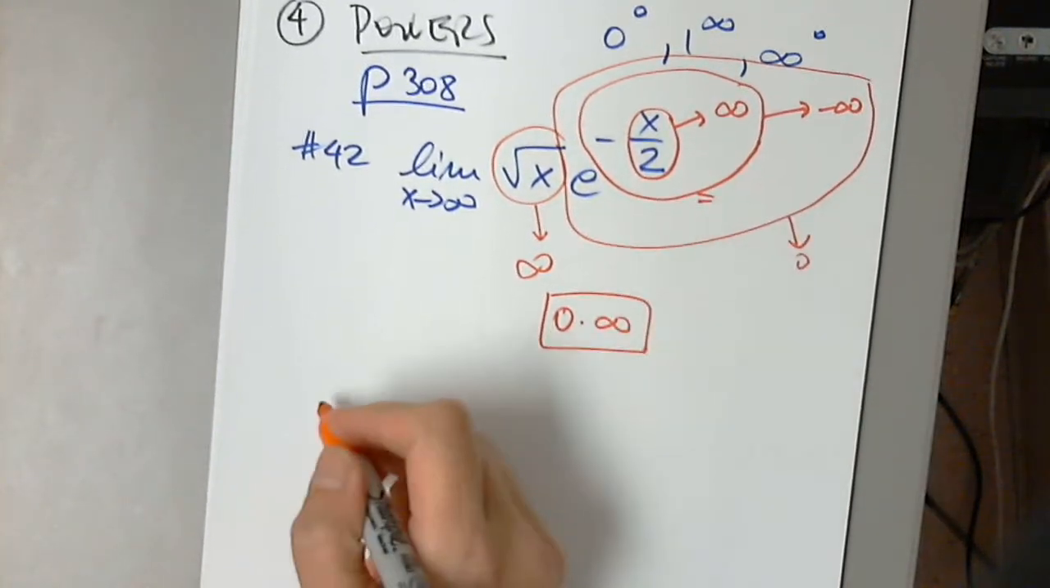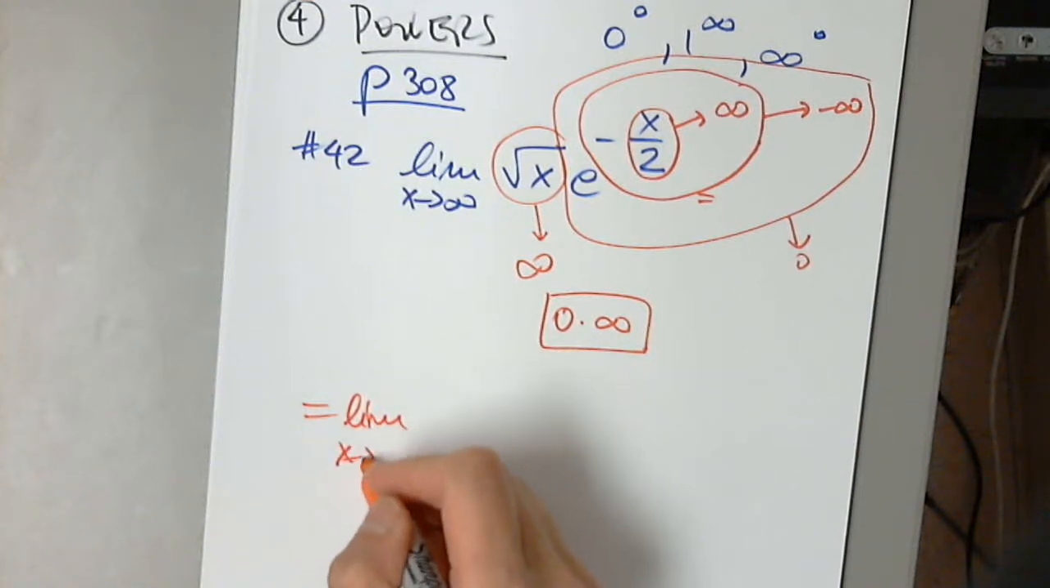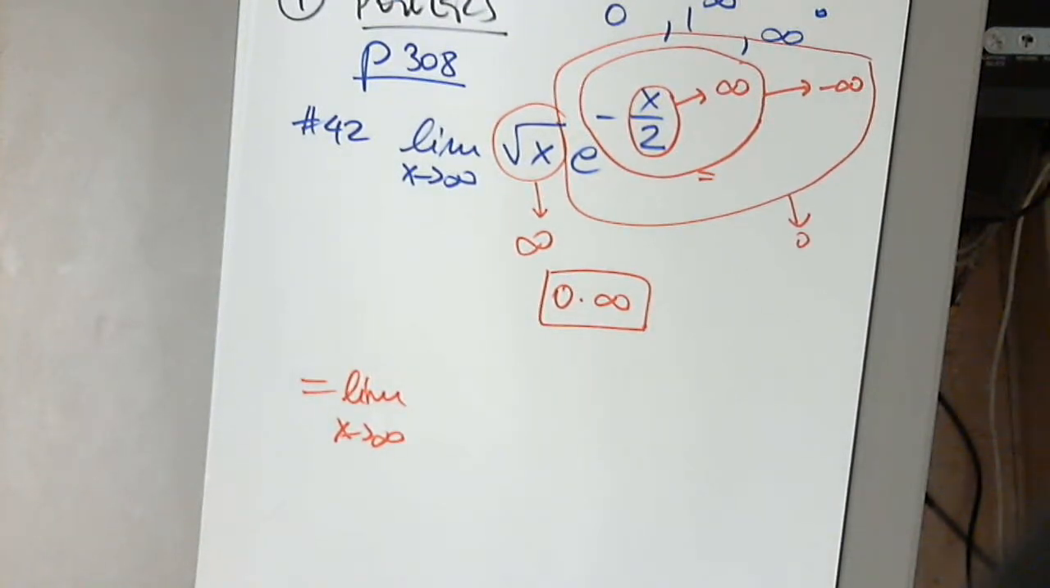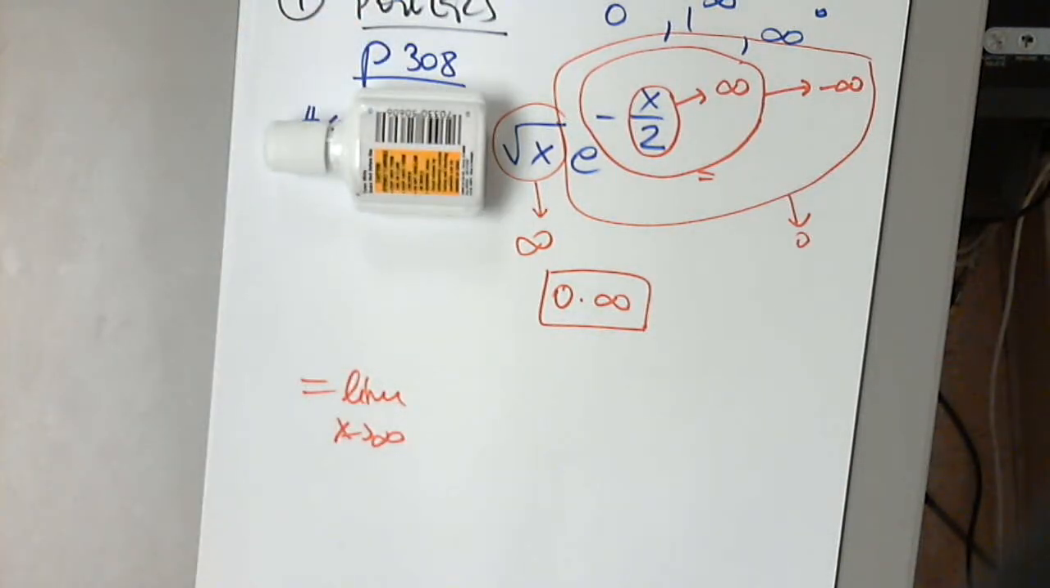Can anyone give us a very simple algebraic manipulation that will change this into a ratio? Infinity over infinity. Correct. What should I do to this product to change it into a ratio? Change the 0 into 1 over infinity. Nope. So I probably didn't express myself correctly. The function is the square root of x times e to -x over 2. I want the function to be changed into a ratio.